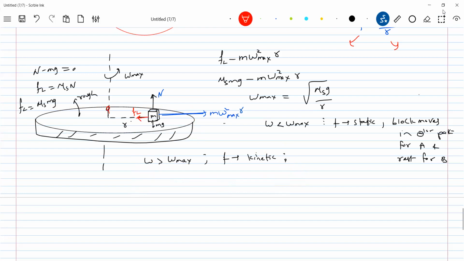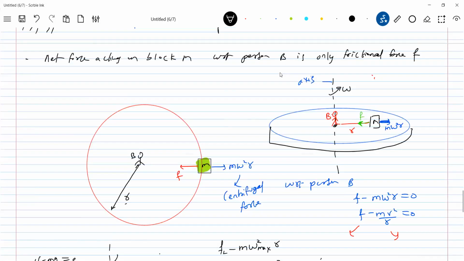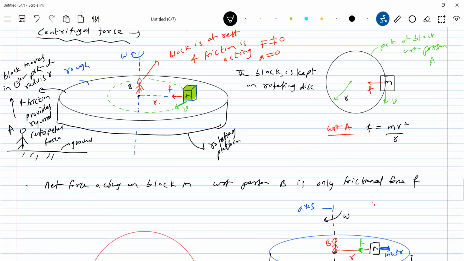Red color we took him, no? Yes, anybody? The very best thing is what I'm asking here, no? For person A, how will the block move? Direction of omega. I think I'll change omega. Okay, fine.